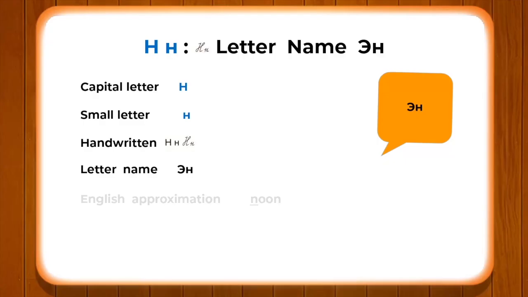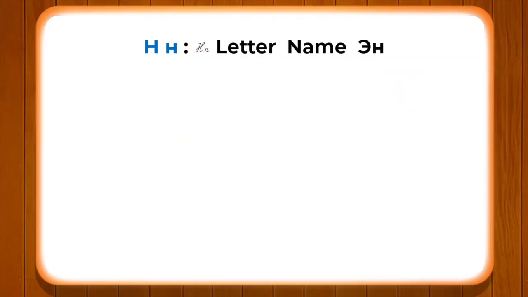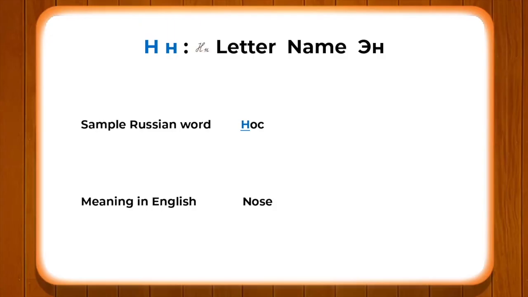N. And for English approximation, which we have used to understand the sound, we have used the word noon. You can pay attention to the sound of N in noon. It would help you to understand the exact sound of N. But with the help of a Russian sample word, we can exactly understand how the sound is in nose. N in nose, which means nose.